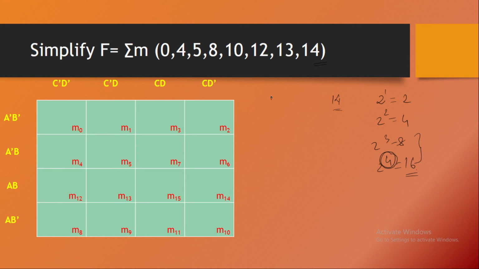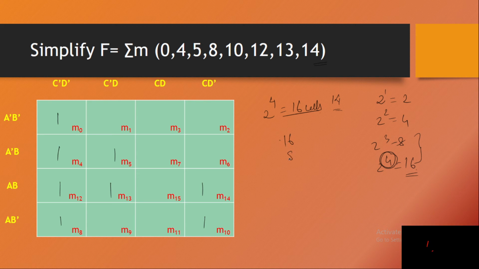So since I have number of inputs as 4, the total number of cells is 16 cells. So let's start mapping the cells first. So I have 0, I have 4, I have 5, followed by 8, followed by 10, then I have 12, followed by 13 and 14. So we can group 16 cells, or we can group 8 cells, we can group 4, 2 or 1. So these are the available options with us.